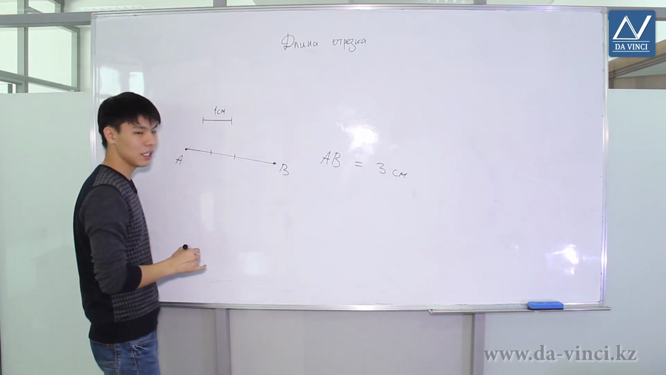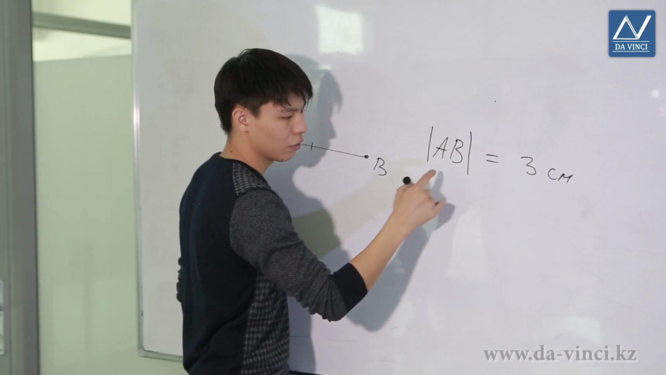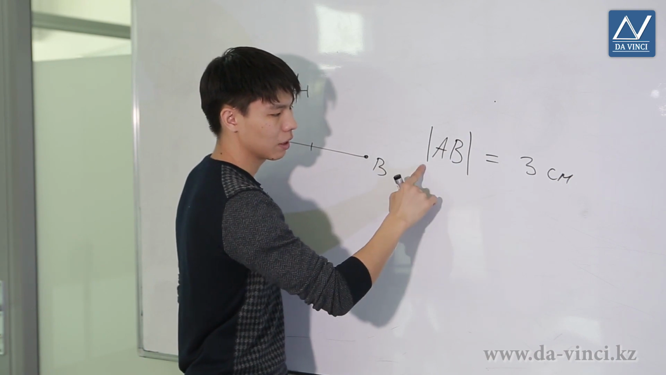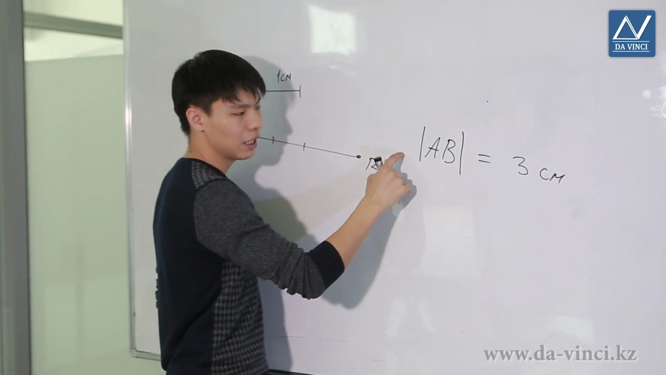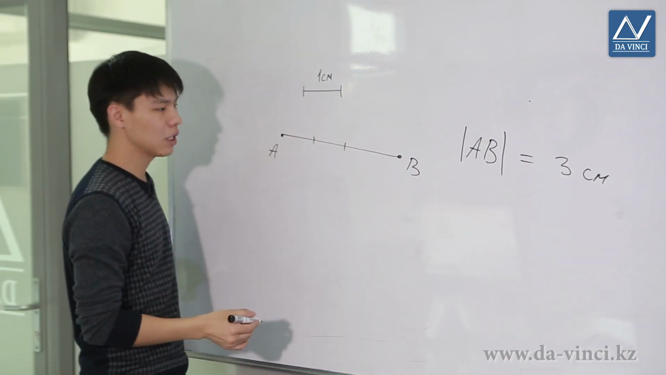When talking about the length of a segment, you can often write just AB, but often it is written in straight brackets, like the absolute value sign. Then it's evident we're discussing the length of segment AB, which measures 3 centimeters in this case.